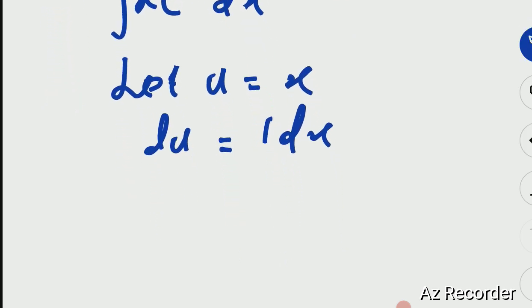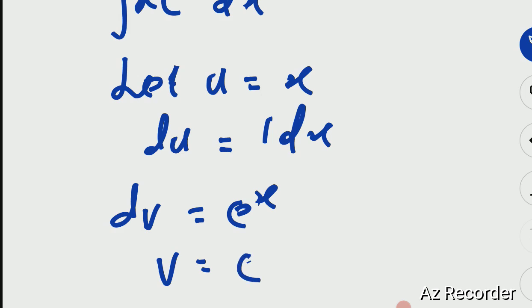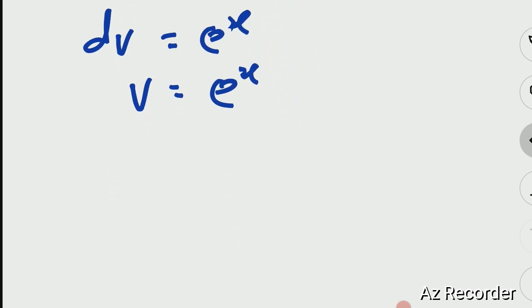So also dv will be equal to e to the x, and integrating that, you are going to have v as e to the x again. When you integrate e to the x, you have e to the x. When you differentiate e to the x, you will also still have e to the x. Now you can just start substituting.